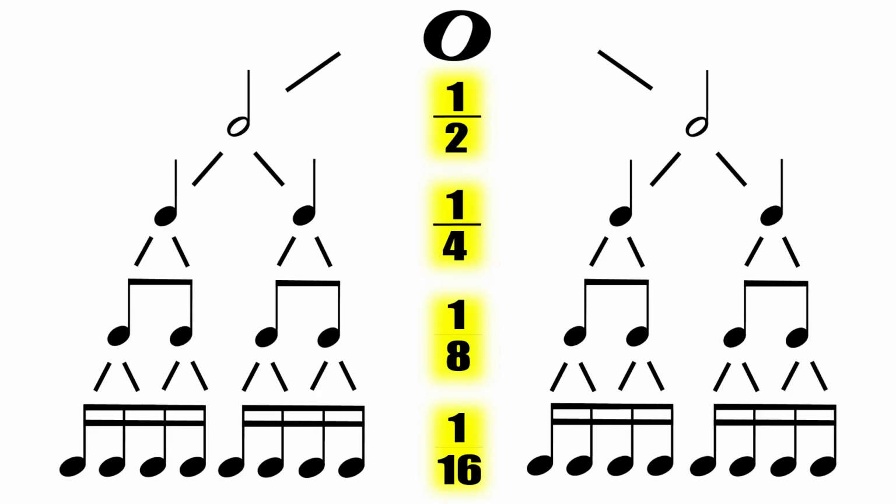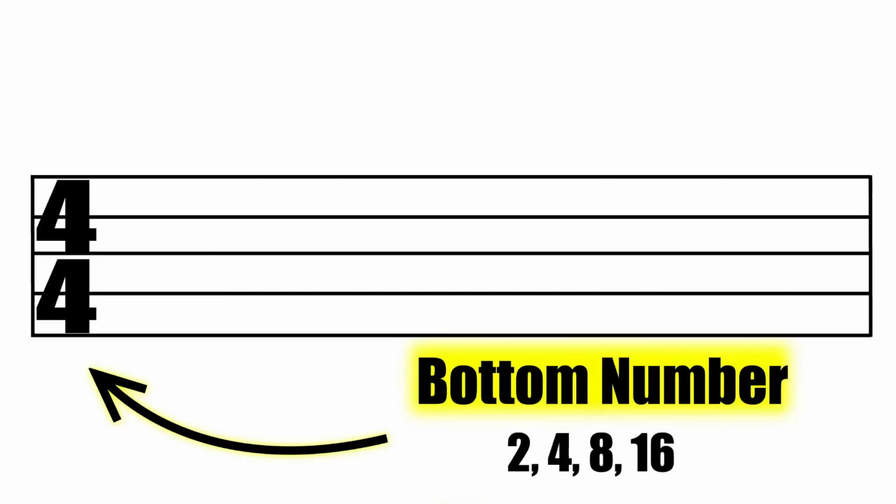The bottom number corresponds to the fractions we see in the rhythm tree. So the bottom number can only be 2, 4, 8, or 16. If the time signature says 4/4, it is telling the player that there are 4 beats within the measure. And the quarter note is what gets the beat, aka what the metronome is clicking.